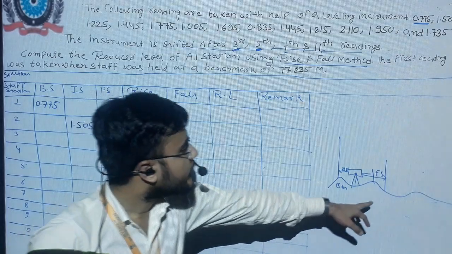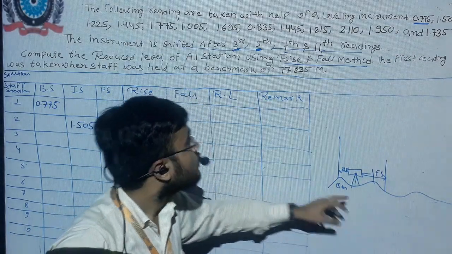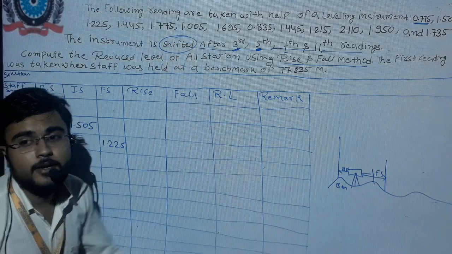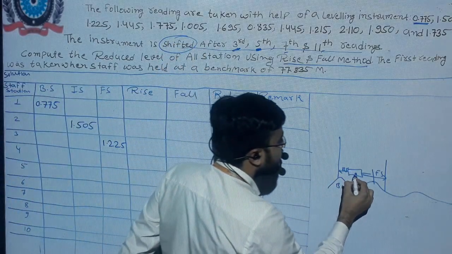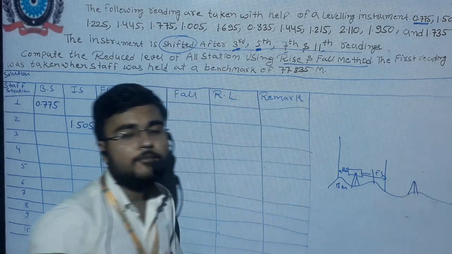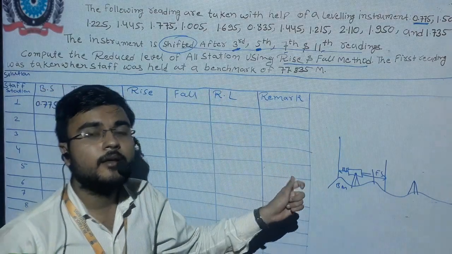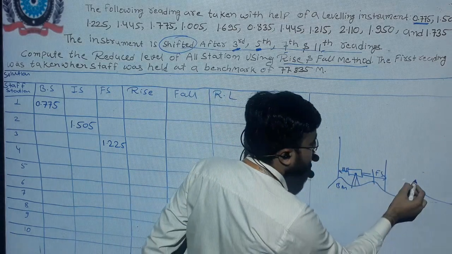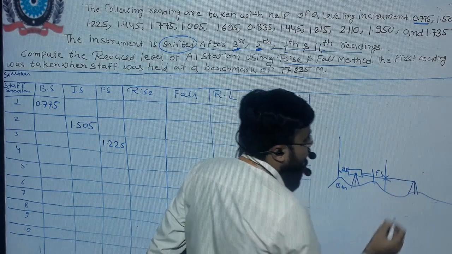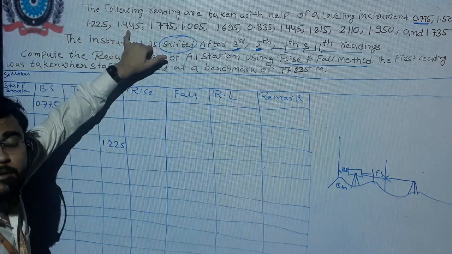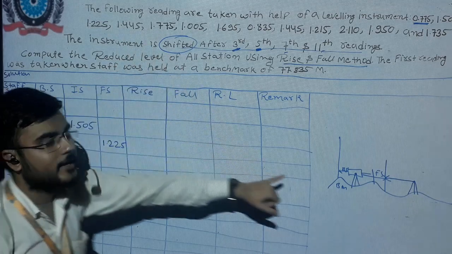So the third staff reading is the foresight. Now the instrument is shifted. Here the instrument is shifted. So I will shift this instrument to here. After shifting the instrument, the first reading will be considered a backside. Now for the third staff, the first reading, it means the fourth reading, will be considered in a backside.